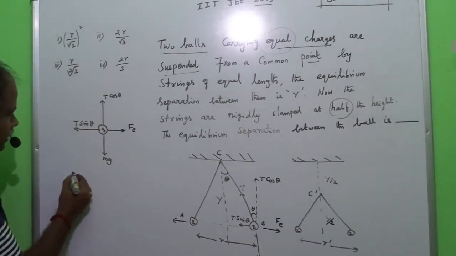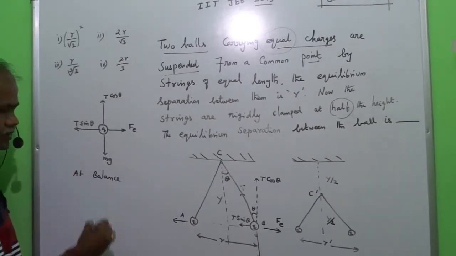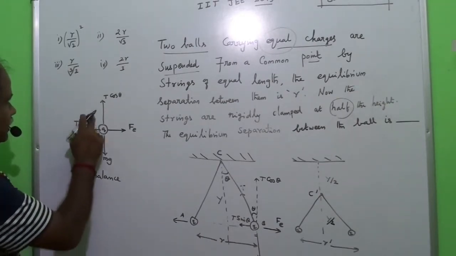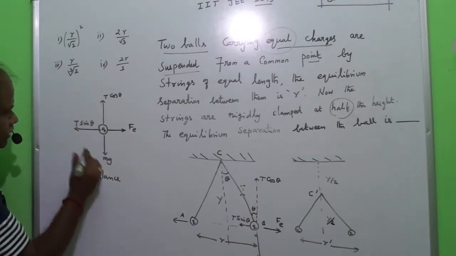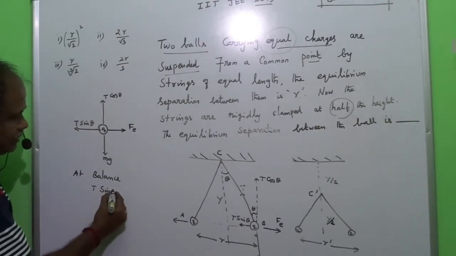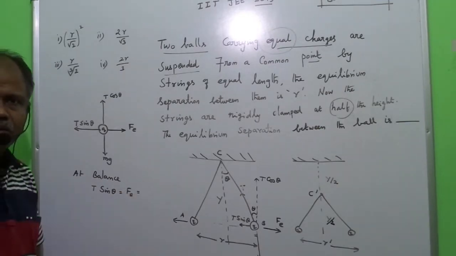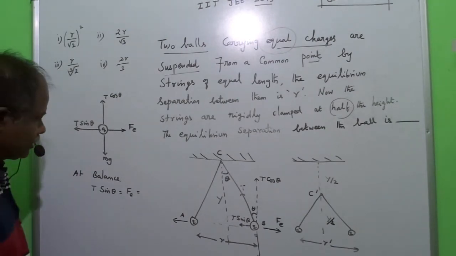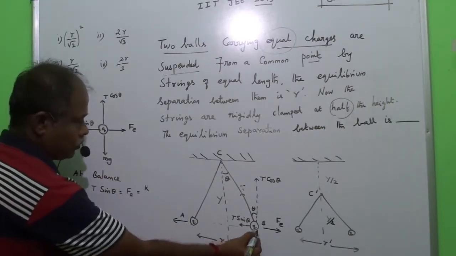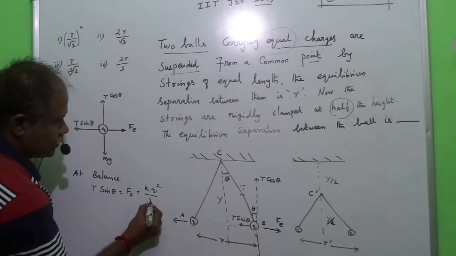For example, at the balancing condition, T cos theta is equal to what? Let it be T sin theta is equal to what? T sin theta is equal to the electrostatic Coulomb force, which is 1 by 4 pi epsilon naught Q1 Q2 by r square. 1 by 4 pi epsilon naught can be written as K, Q1 Q, Q2 Q, then Q square. The separation is r square.